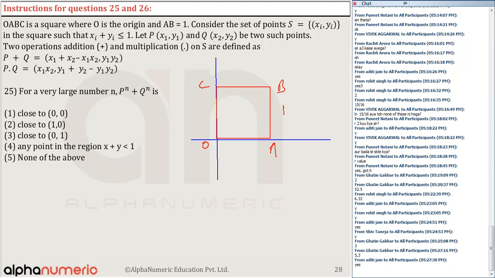Okay. So AC को join कर देता हूँ. This line represents what? X plus y less than equal to 1. इससे नीचे जो होंगे ना, ये रीजन जो होगा, this region represents x plus y less than 1. Now it says let P and Q be two such points. Two operations, addition and multiplication on S are defined as P plus Q and PQ.